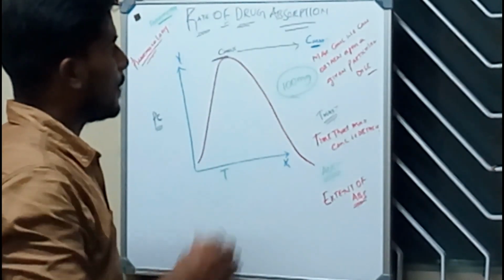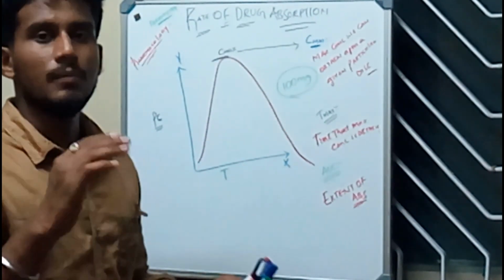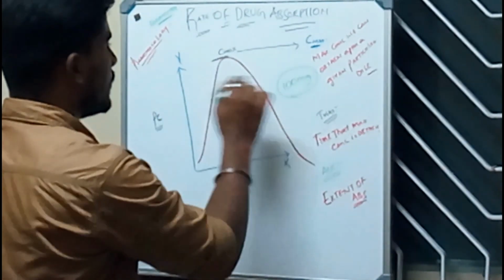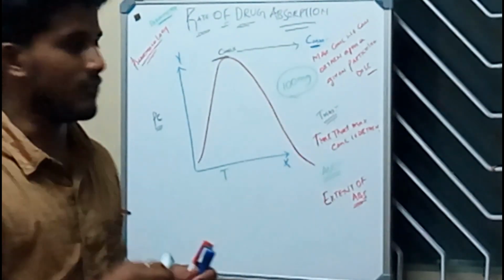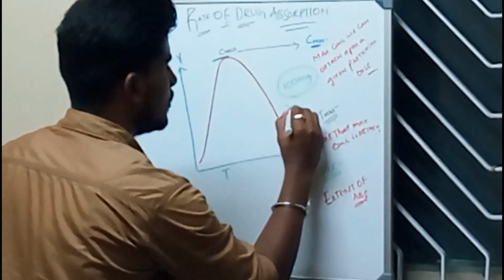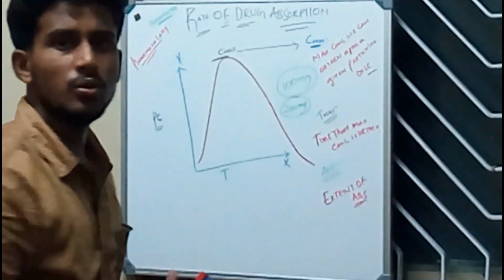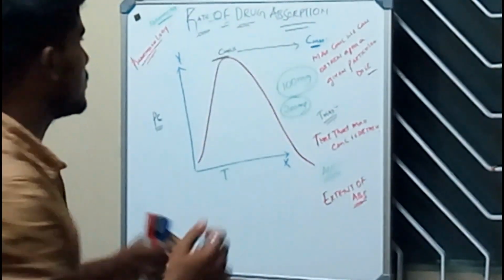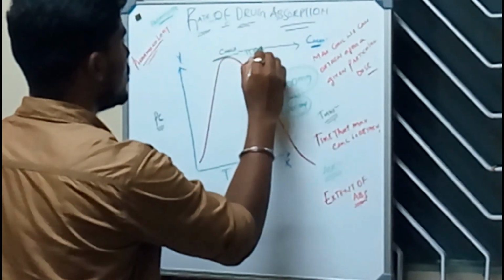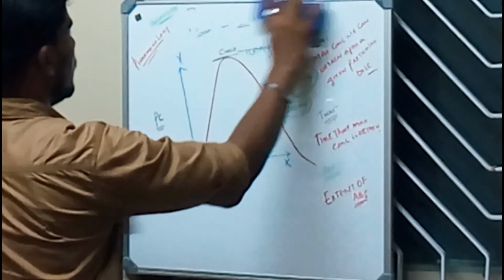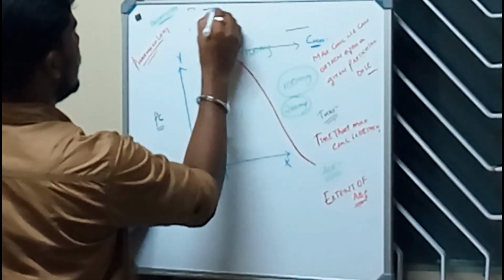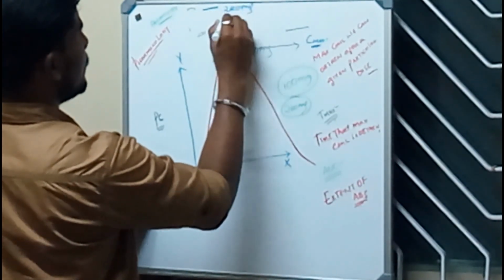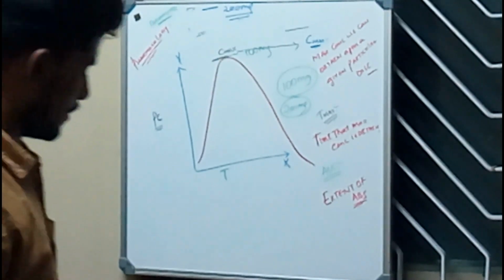Let's assume the peak point of the plasma concentration, the Cmax, is 100 mg. If you take 200 mg, obviously the Cmax will increase up to 200 mg. Let's assume here it is for 100 mg, and here is for 200 mg.